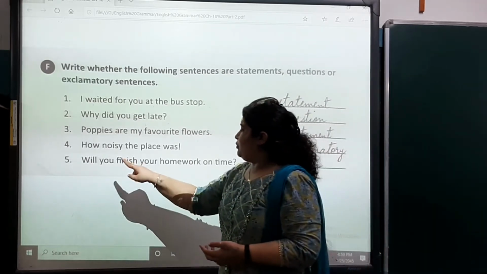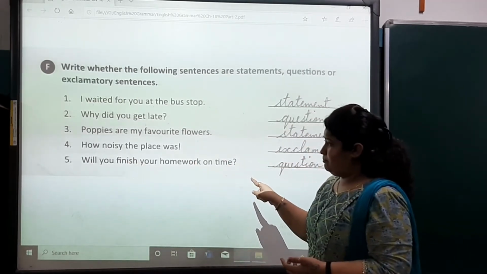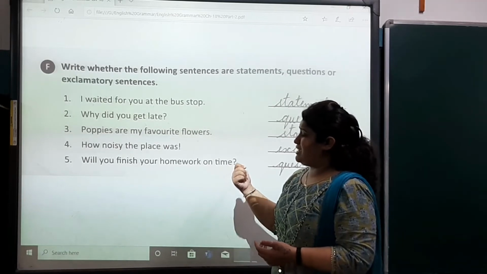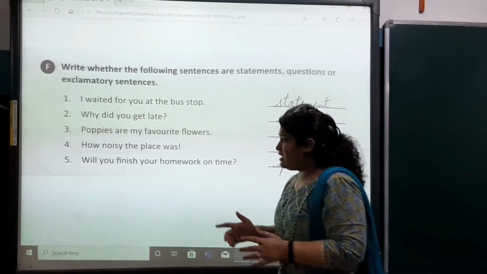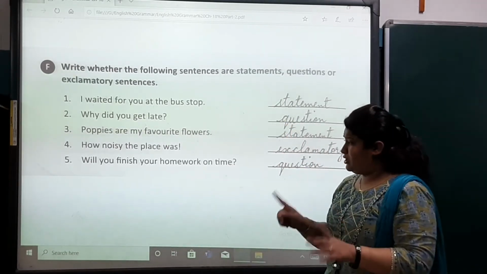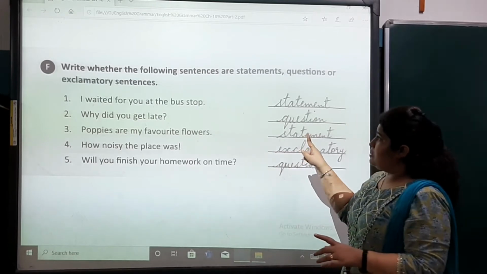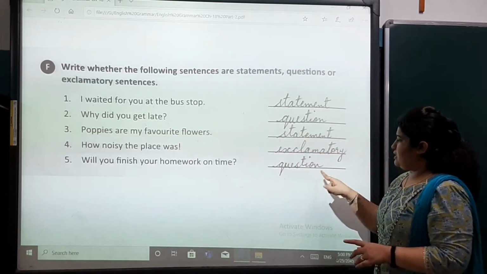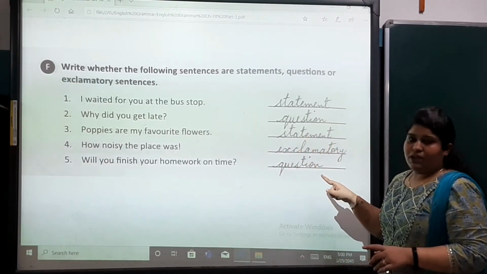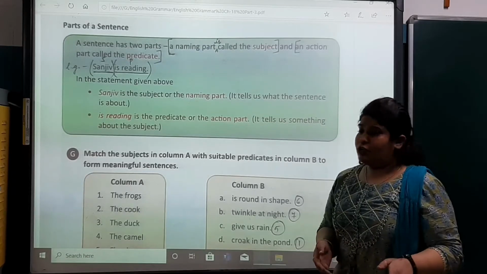Last one, will you finish your homework on time? So what is in this sentence? A question is being asked: will you finish your homework on time? The question mark is there, so we will write question, Q-U-E-S-T-I-O-N. Okay, children. Okay, students.